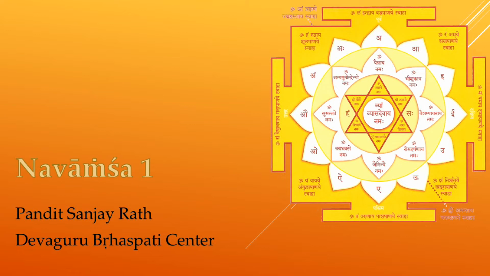When you're starting with the cardinal or movable signs, the first Navāṁśa is going to be a deva Navāṁśa, and then the second Navāṁśa is going to be the manusha, and then the rakshasa, and then it repeats itself. When you start with the fixed signs, it's going to start with the manusha, and then the rakshasa, and then the deva, and then when you get to the mutable signs, it starts with the rakshasa, and then the deva, then the manusha.